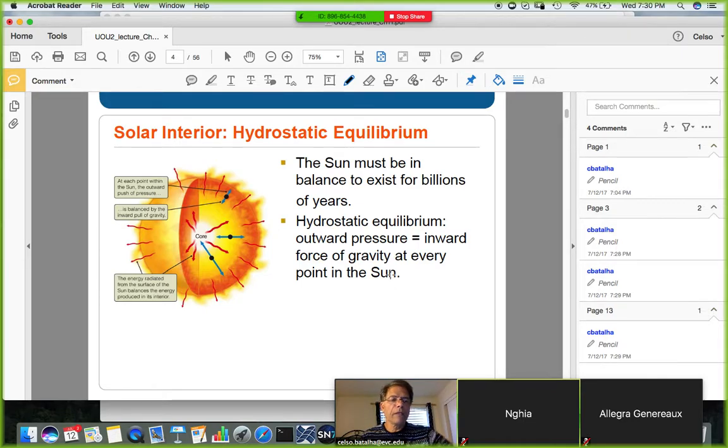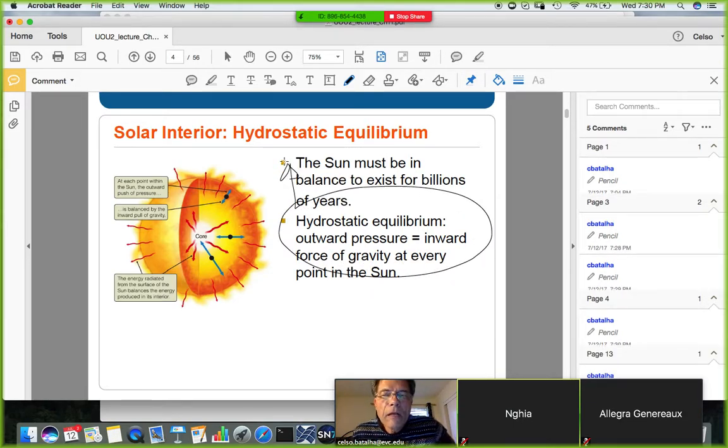Oh, it's right here. There you go, hydrostatic equilibrium. This is important. It's a technical term, but it's important. So stars that are mature are in hydrostatic equilibrium.